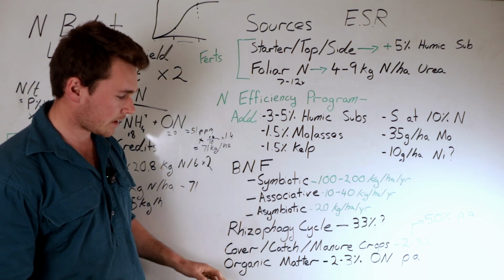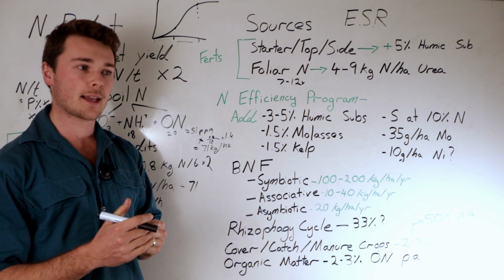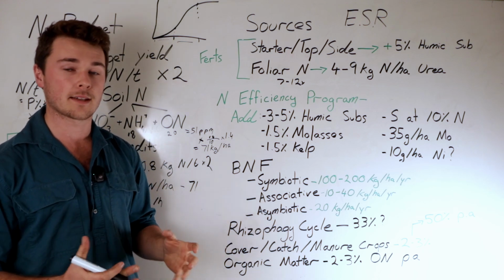And then finally, we have organic matter as it is, so the humus. Now that has a turnover of about 2 to 3% each year.